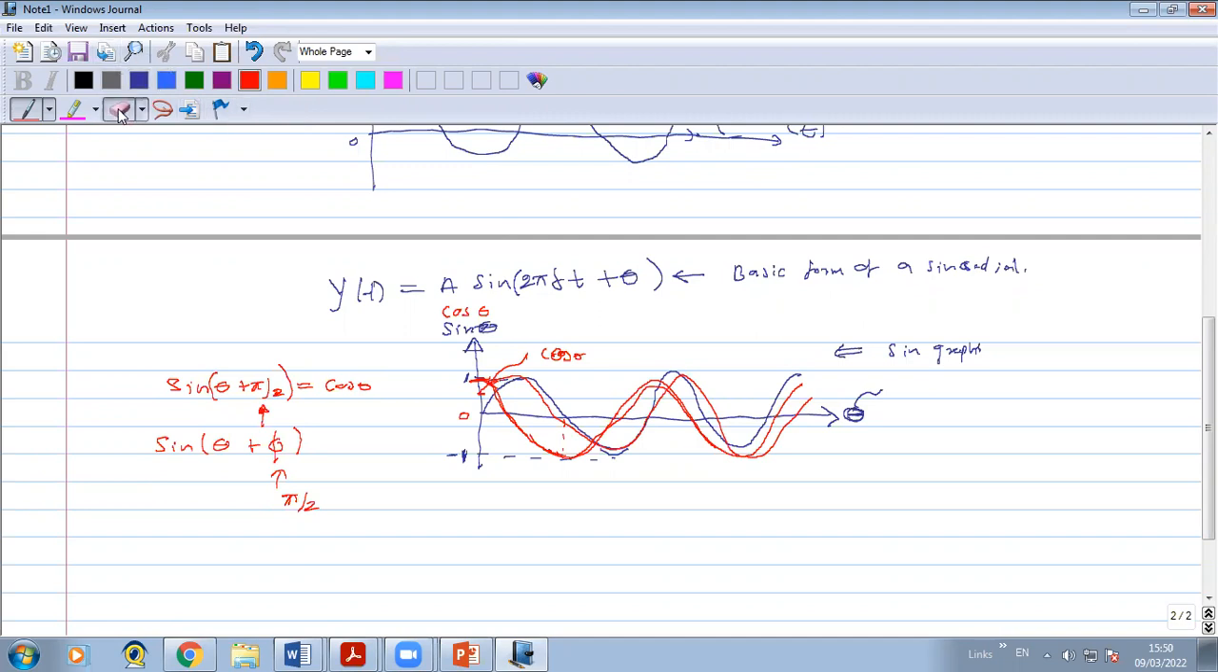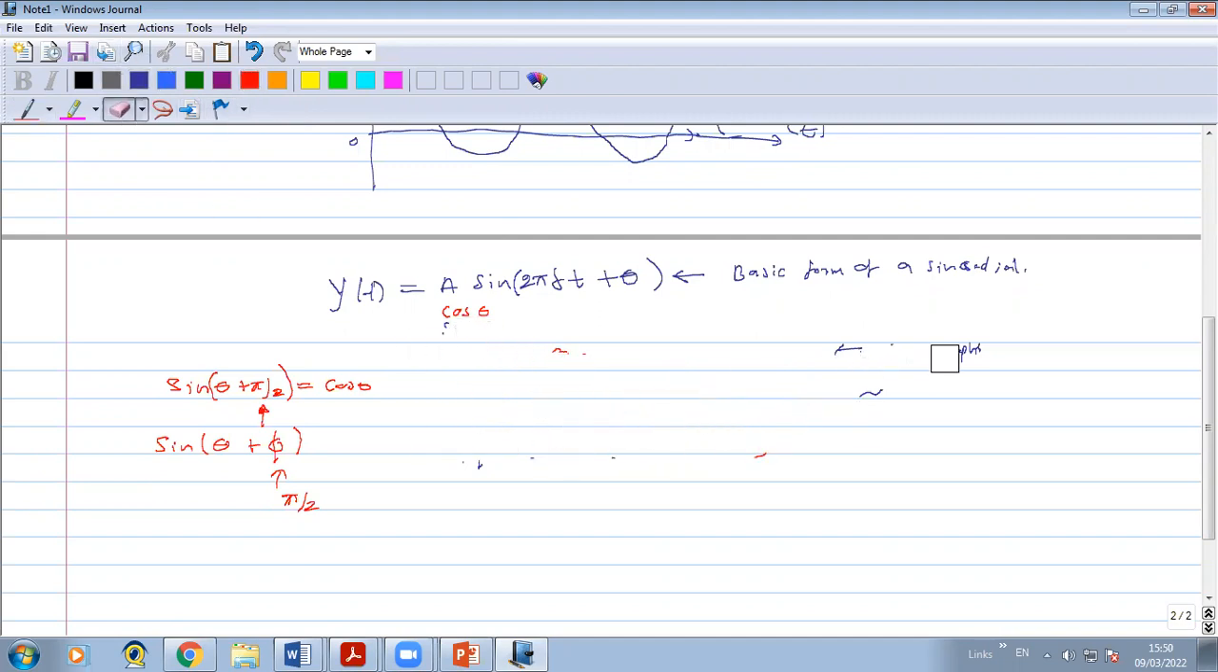I will come here again. So here is 2πft. At that time I considered this as theta, my angle, and this theta I have considered as the phase with respect to this one.